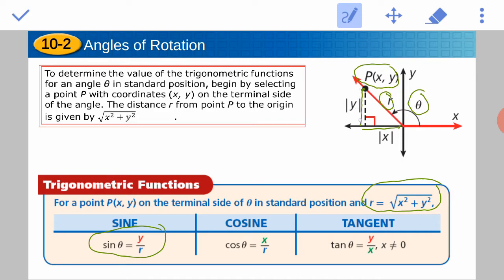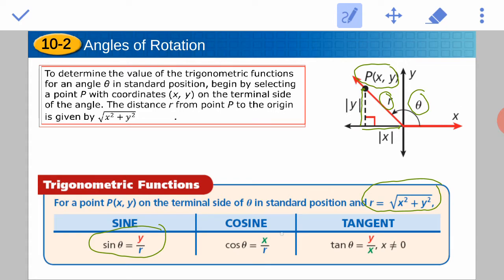The opposite is y and the hypotenuse is r. So sine theta equals y over r. This is the first formula to find the 6 trigonometric ratios for an angle in the standard position.